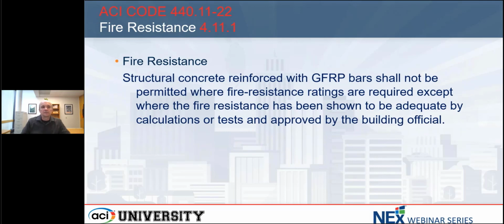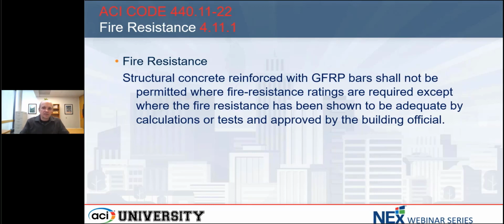Then similarly, from a fire resistance perspective, we talked about these materials having low temperature thresholds. From a fire perspective, anywhere where a fire rating for a structure is needed, GFRP reinforcement is not currently permitted by the code unless the building official allows it through either demonstration by calculation or testing that it's okay to use.